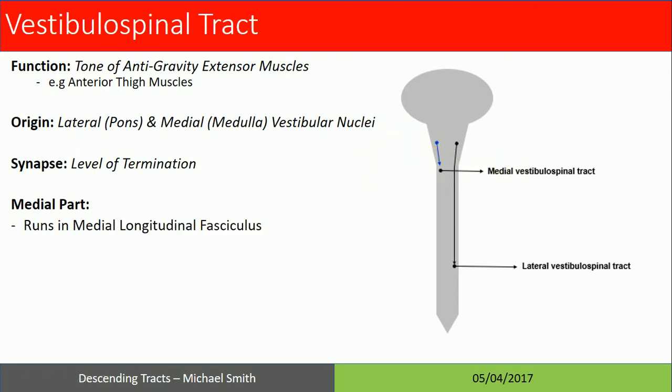So the medial part runs in the medial longitudinal fasciculus. The medial longitudinal fasciculus, if you remember from your cranial nerves, connects cranial nerve 8 to cranial nerve 6 to cranial nerve 3. But also it runs down the spine from our cranial nerve 8 to form this medial vestibulospinal tract into the spinal cord.